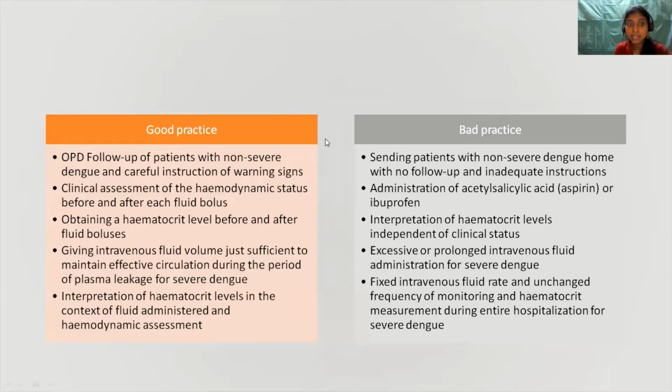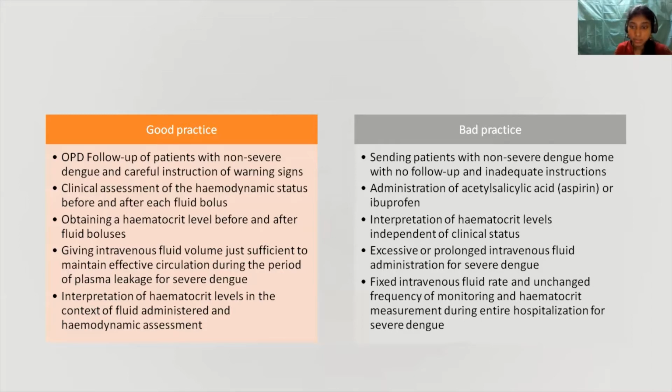A good practice is, if a patient has non-severe dengue, they can be followed up on an OPD basis, but we have to carefully instruct them about the warning signs. We have to clinically assess the hemodynamic status before and after each fluid bolus, and obtain a hematocrit level before and after fluid boluses. We have to give appropriate IV therapy, just enough volume to maintain an effective circulation during the period of plasma leakage.